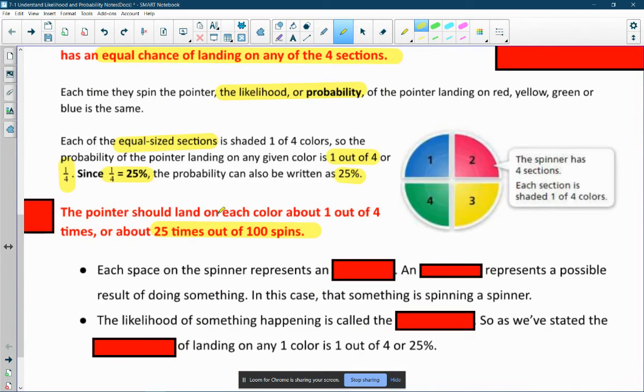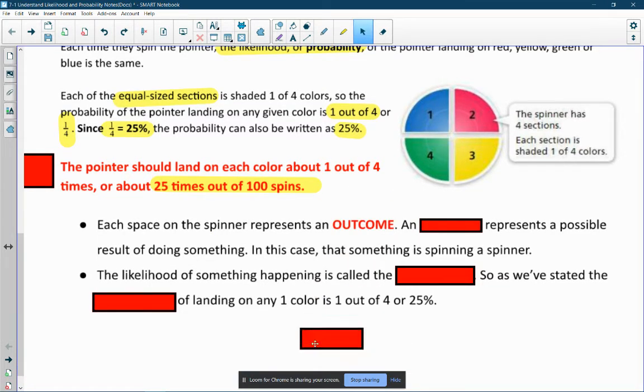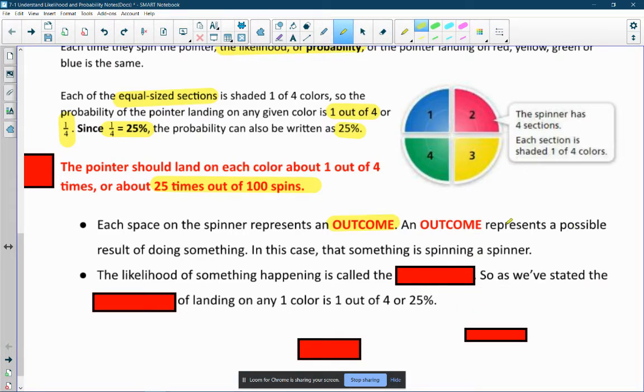Okay, let's go to the next page. Oh, before that, we have to look at some vocab. Each space in that spinner represents an outcome. So that's our first vocab word, outcome. An outcome represents a possible result of doing something. And that something in this case is spinning a spinner.